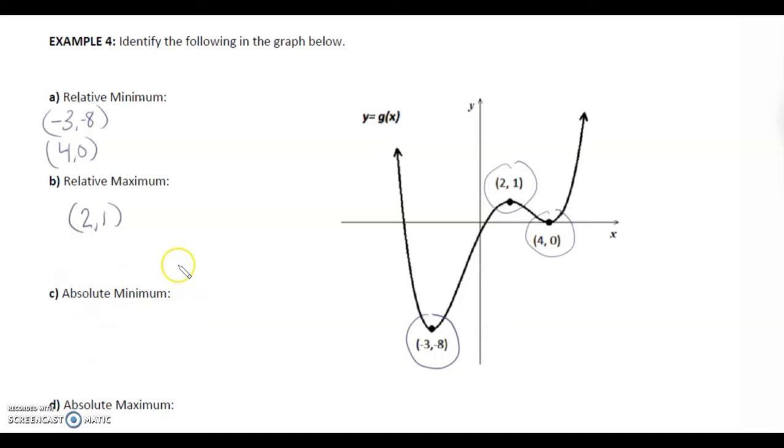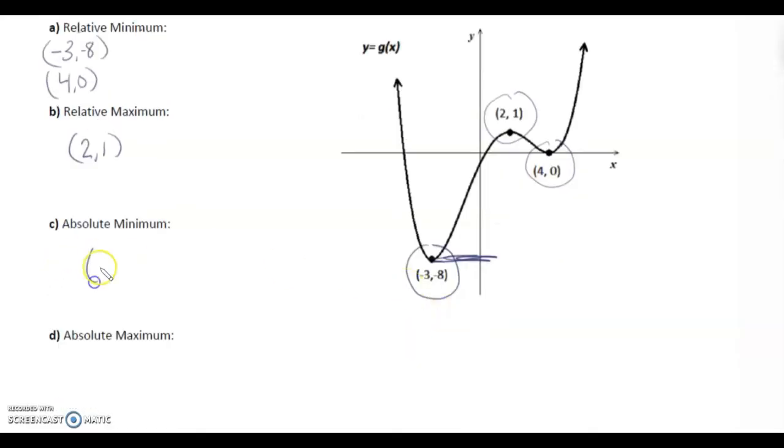All right, so in regards to an absolute minimum, this one's easy. You look on the entire graph. Where's the absolute minimum? Its name describes exactly what we're looking for. It's going to be -3, -8.